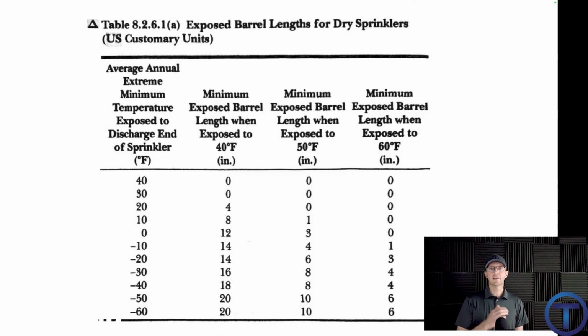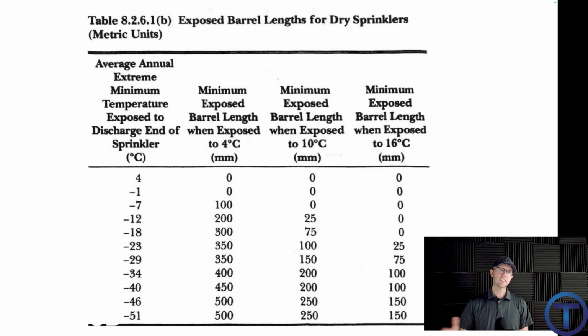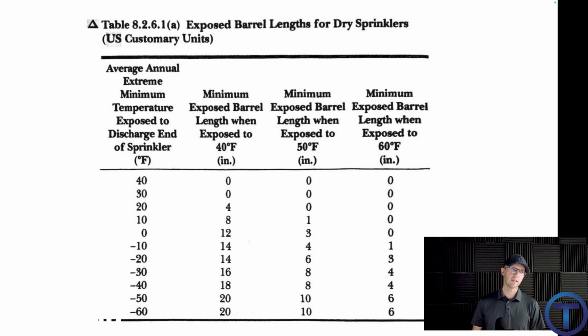One of them is A, and this gives us our temperatures in Fahrenheit and our distance in inches. The other table gives us temperatures in Celsius and distance in millimeters. Let's stick with the American way, although it's not as great as metric. As we look at this table on the far left, we see average annual extreme minimum temperature exposed to discharge end of the sprinkler. What that says is, here's a sprinkler, it's sticking out into that space that could freeze. What's the worst it could do? What's the low temperature we could see? And we have a whole range of temperatures that would be exposed to.